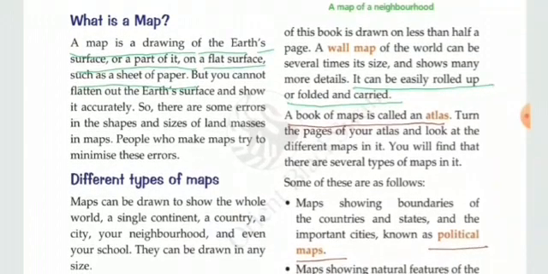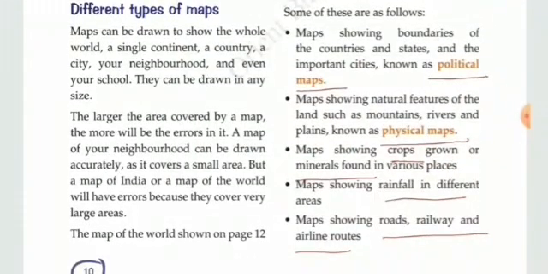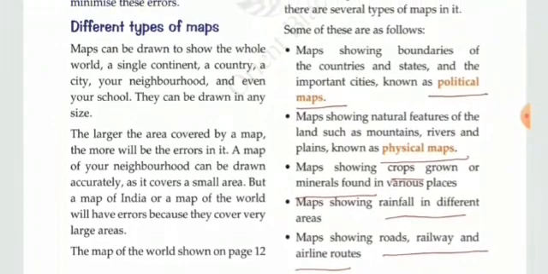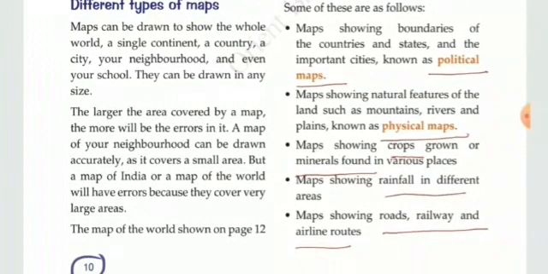Now let us see different types of maps. Maps can be drawn to show the whole world, a single continent, a country, a city, your neighborhood, and even your school. They can be drawn in any size. The larger the area covered by a map, the more will be the errors in it. A map of your neighborhood can be drawn accurately as it covers a small area, but a map of India or a map of the world will have errors because they cover very large areas.